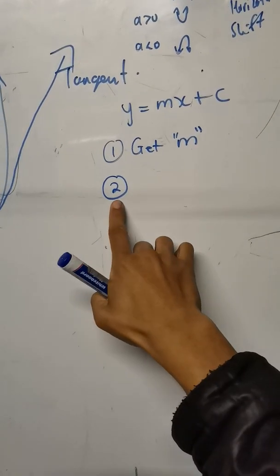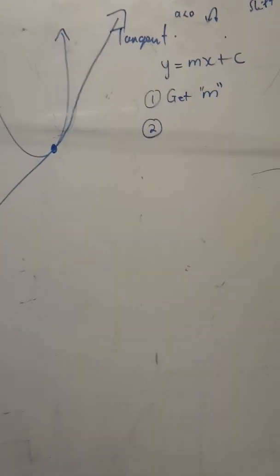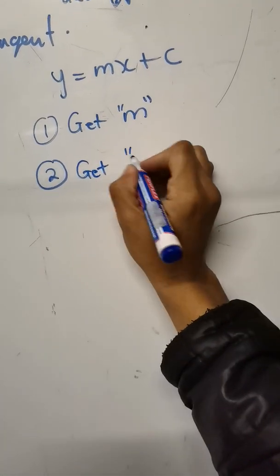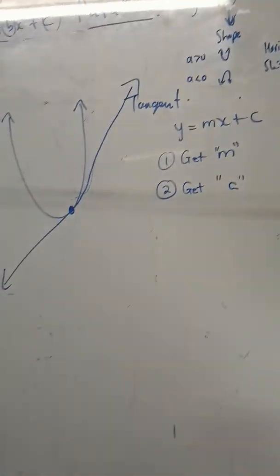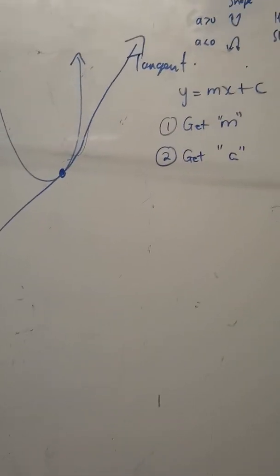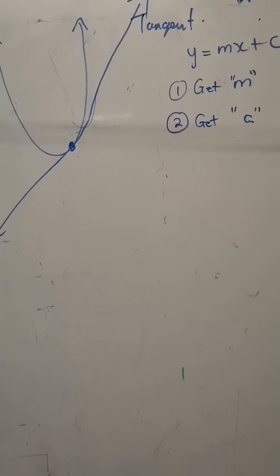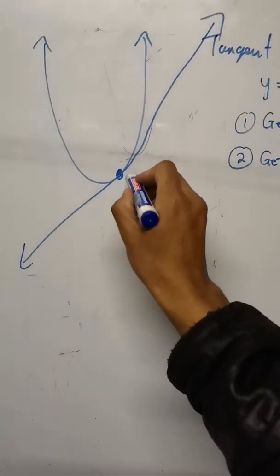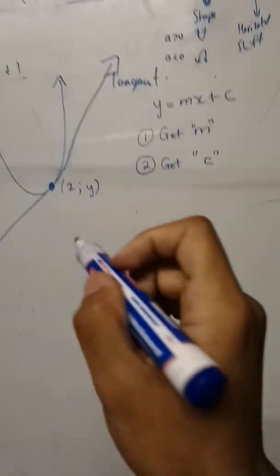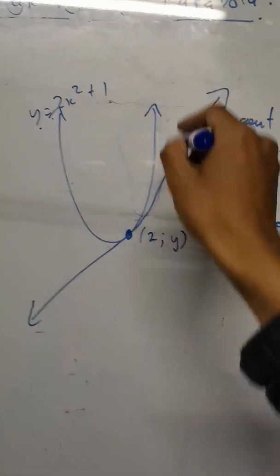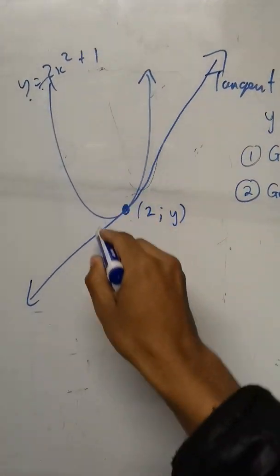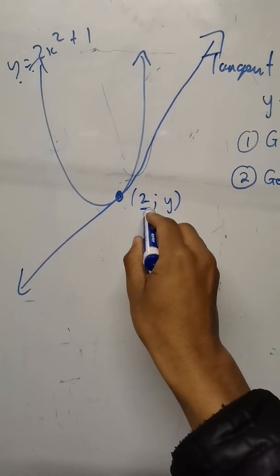And then step number 2, you must get c. Okay, so first get the gradient. So how do you get the gradient? Let's say for example the parabola is y is equal to 2x squared plus 1, and they say the tangent touches the parabola where x equal to 2.